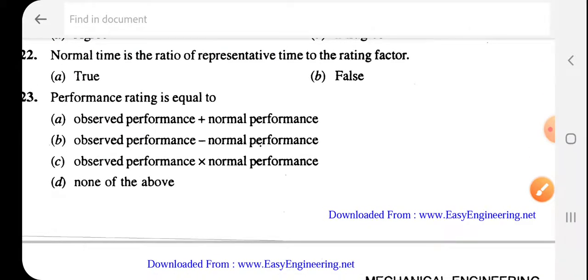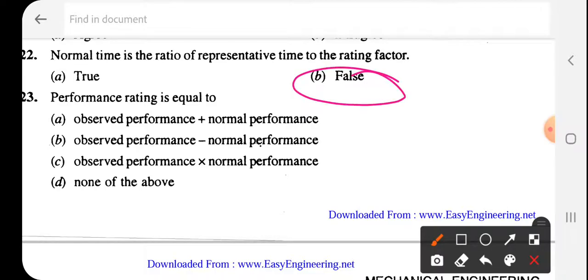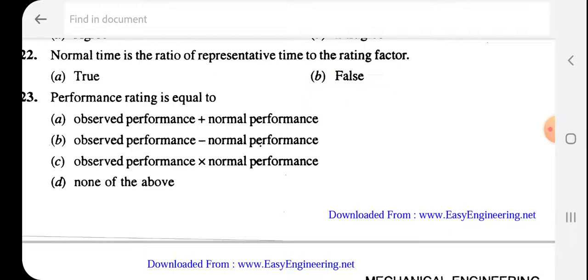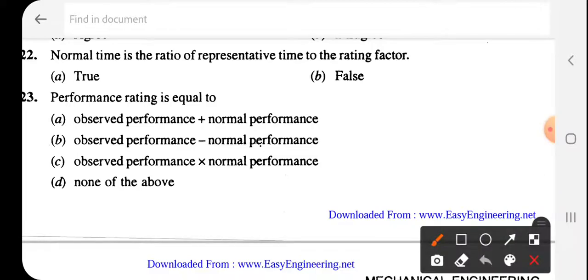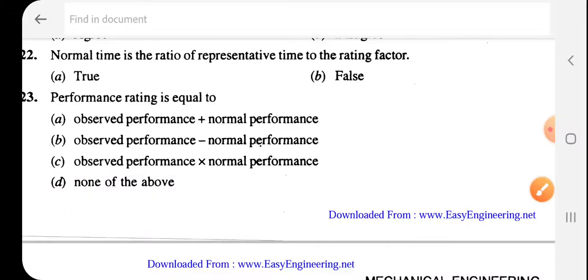Normal time is the ratio of representative time to rating factor. That is the wrong statement. So 22 is B. 23. Performance rating is equal to. This is none of the above. This is not a performance rating, whatever the options given. Remember the options.